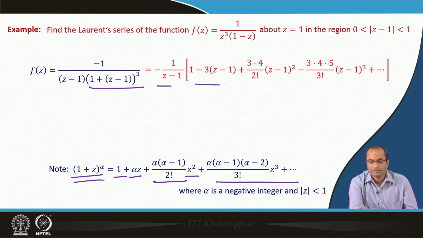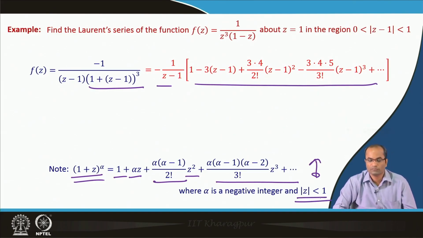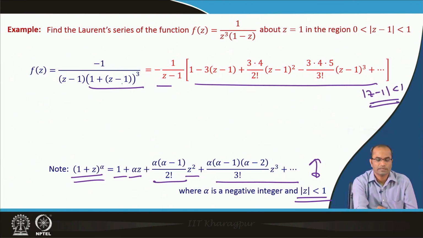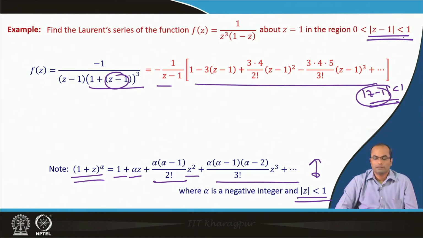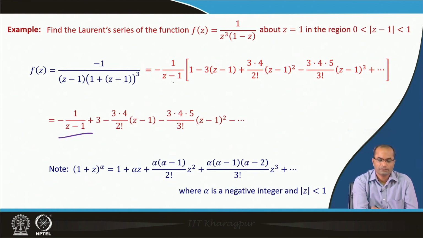Well, so we have expanded this using the expansion whose validity region was mod z less than 1. So, here also our validity region is mod z minus 1 less than 1, because we are expanding 1 plus z minus 1. So, mod z minus 1 less than 1 will be the validity region where we are expanding the series here. Having this expansion, we can just club it.